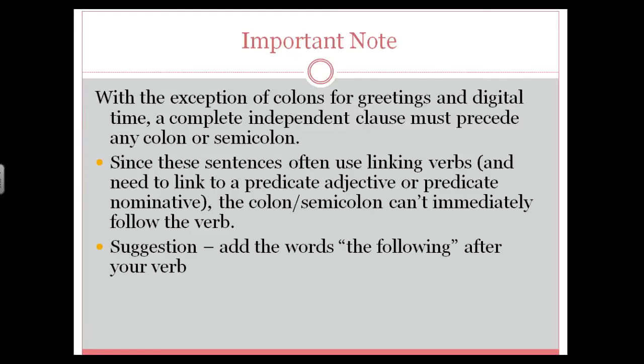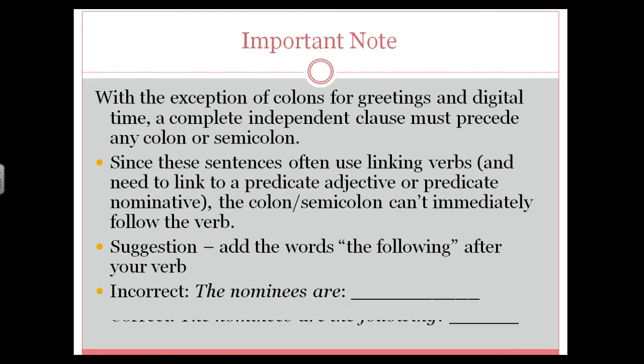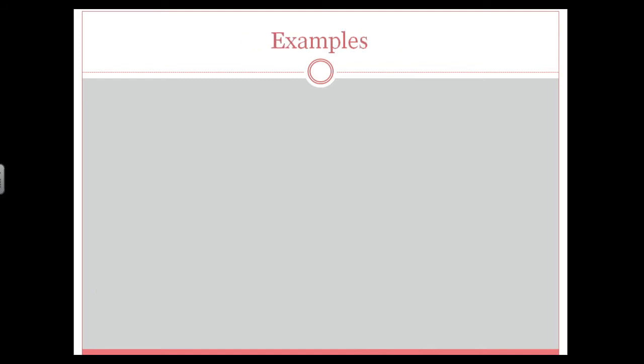Suggestion to combat the second problem: add the words the following after your verb. The nominees are the following. My suggestions are the following. What you should bring is the following, in that example. Incorrect: the nominees are. Correct: the nominees are the following. And then you can have your list thereafter.